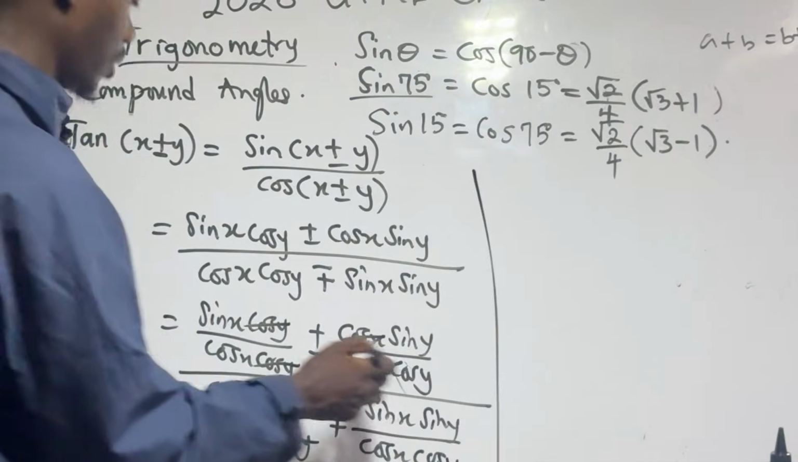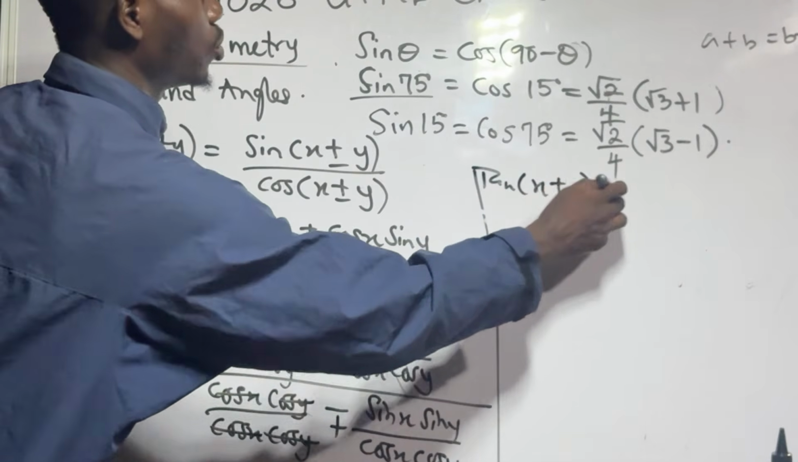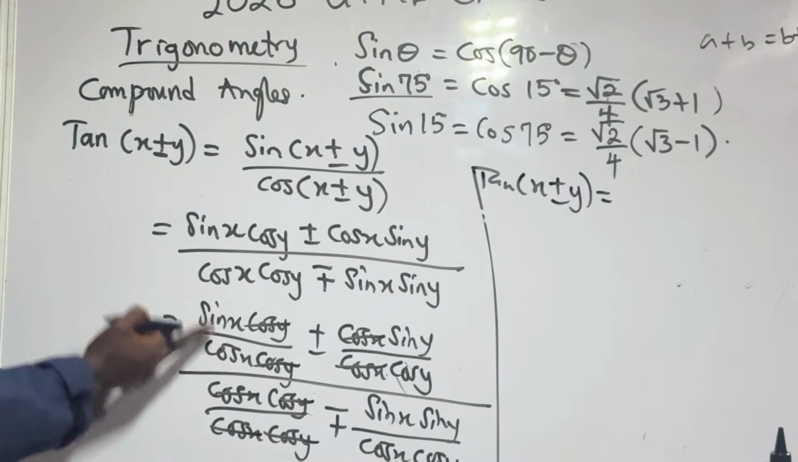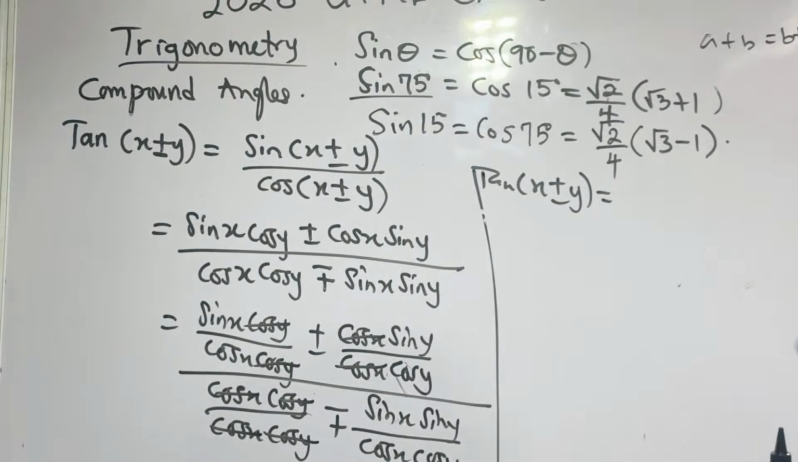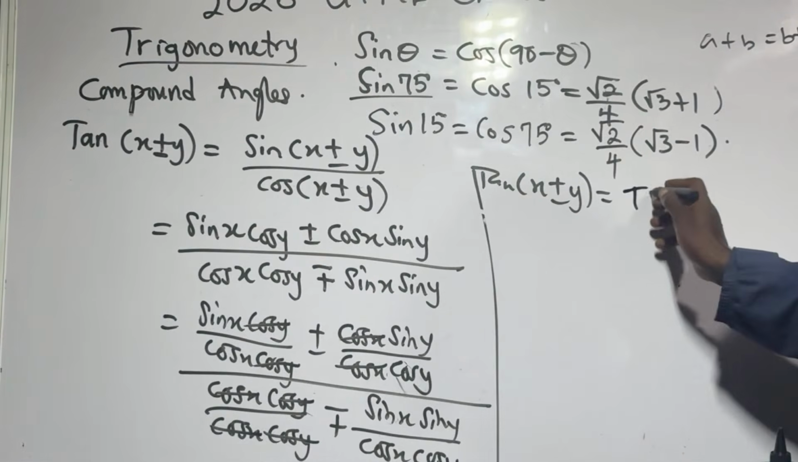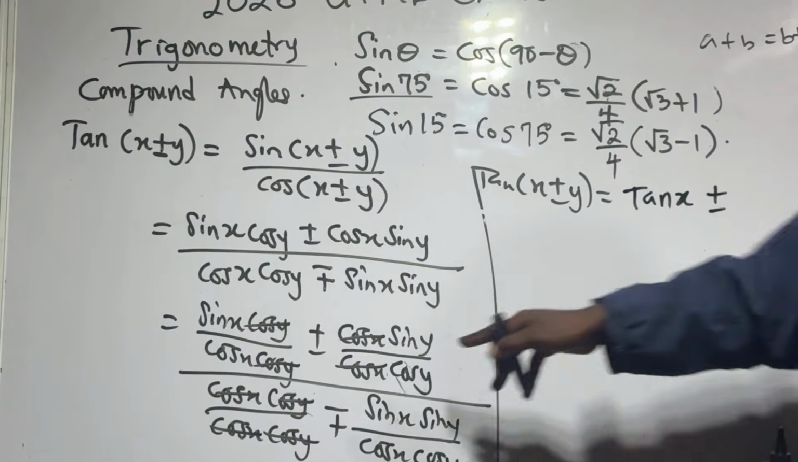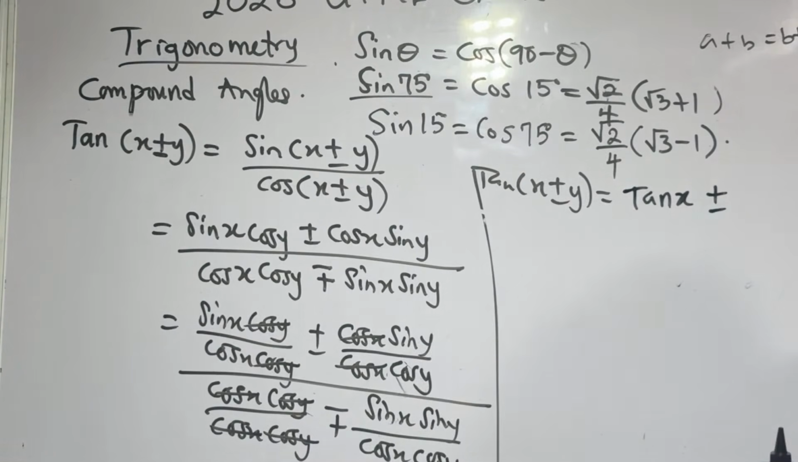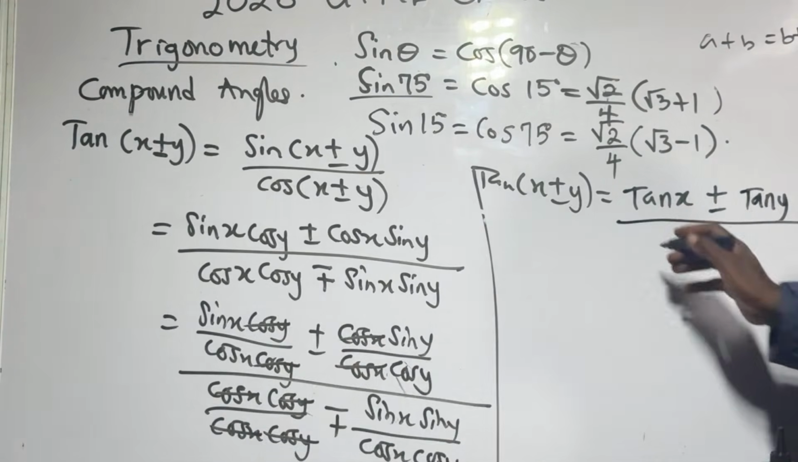So what do I have now for tan of x plus or minus y to be? Now what do I have left here? Sine x over cos x, and sine of an angle over cos of the angle becomes tan of the angle. That's tan x plus or minus sine of an angle over cos of the angle, which is tan of the angle, that will be tan y, all over. What do I have left here? Nothing. That will be 1.